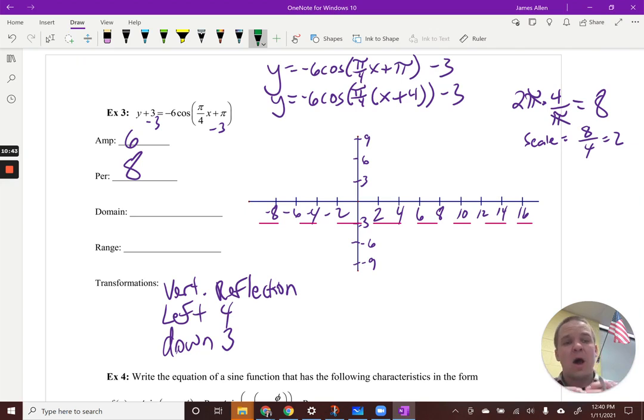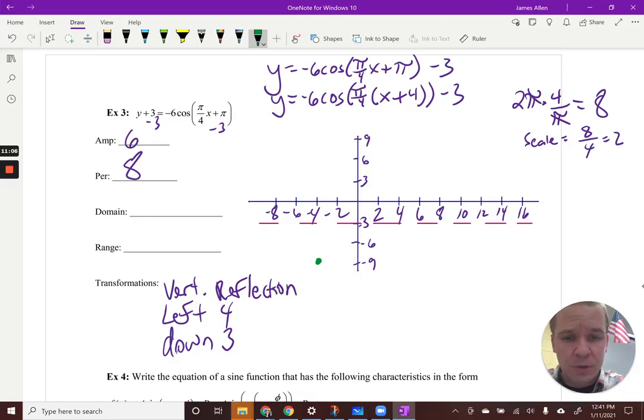The cosine function usually starts above the midline, but because it was a reflection, it's going to be below the midline, 6 below the midline because of my amplitude. And we're going to the left 4. So that means I'm going to start right there. And when I say start, that's where we're starting our graph, right? That's not where the actual cosine graph starts because it doesn't really have a starting point.